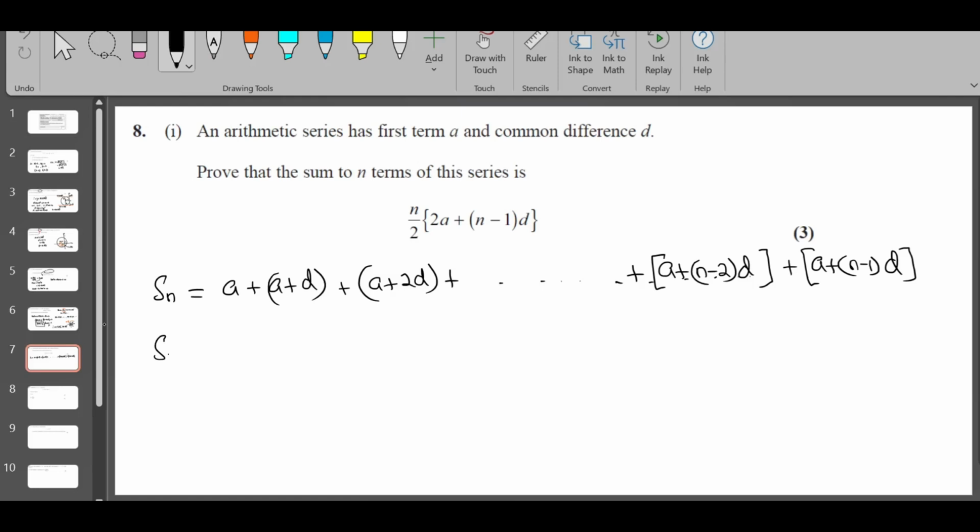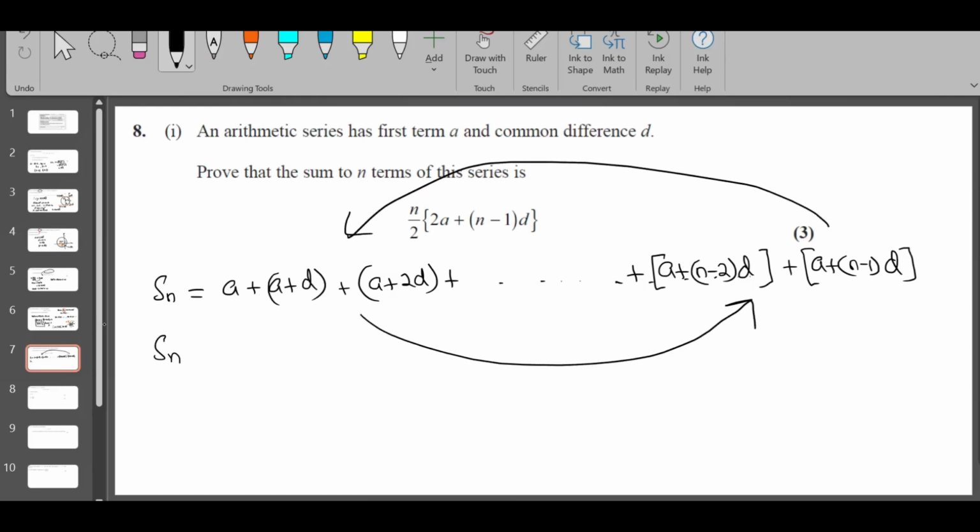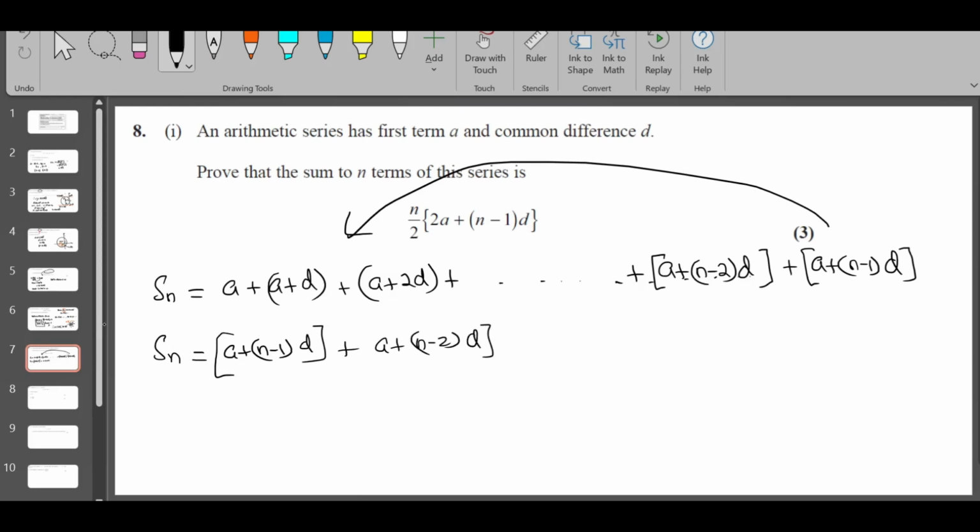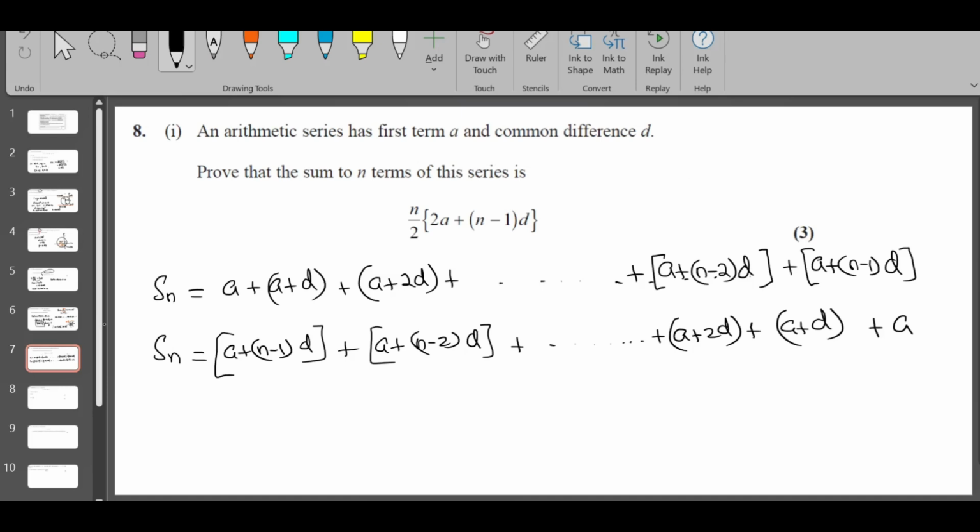Now I'm going to write Sn again, but this time I'm going to flip the whole series by writing it starting from the last term. So a plus n minus 1 times d, plus a plus n minus 2 times d, plus dot dot dot, plus a plus 2d, a plus d, plus a. I have rewritten the whole series starting from the last term.